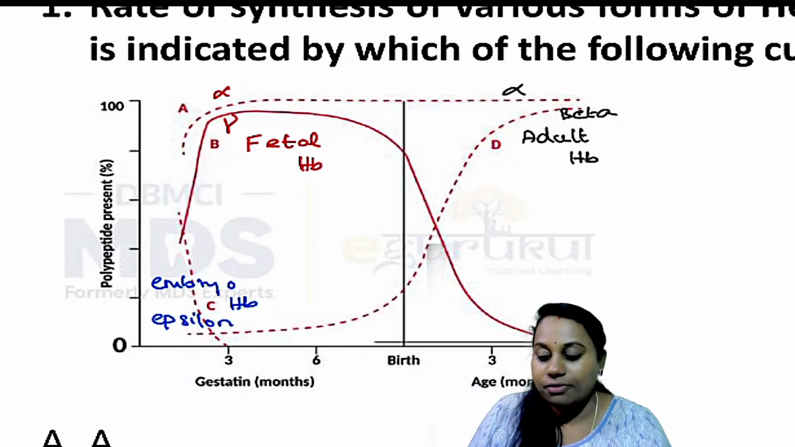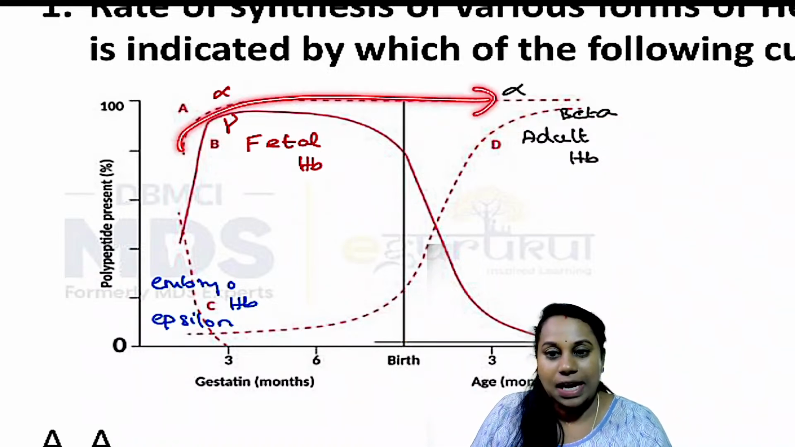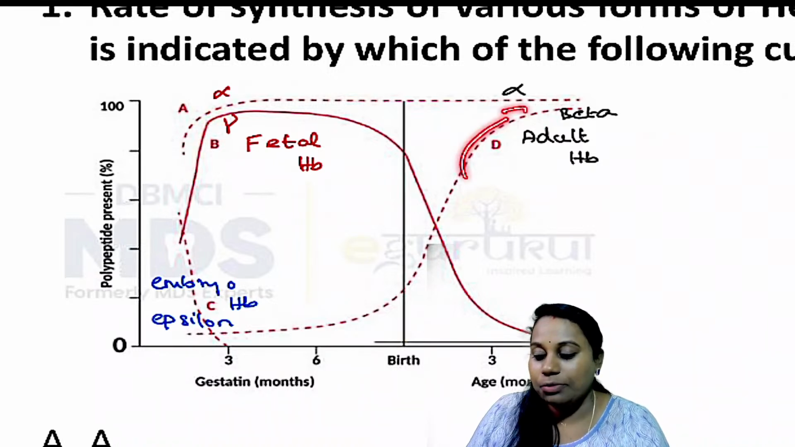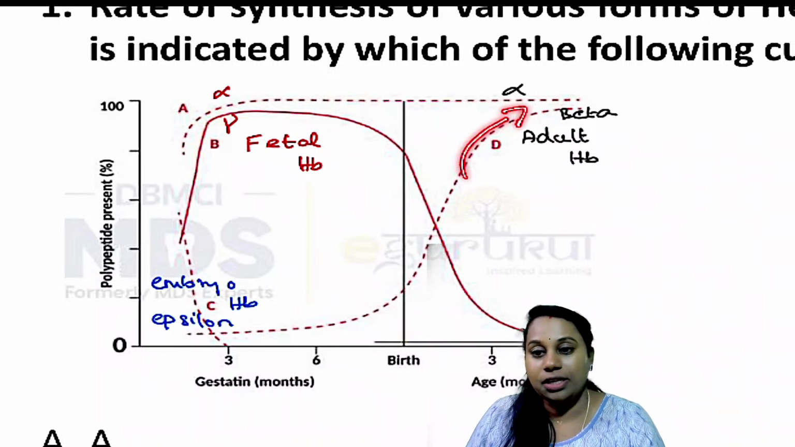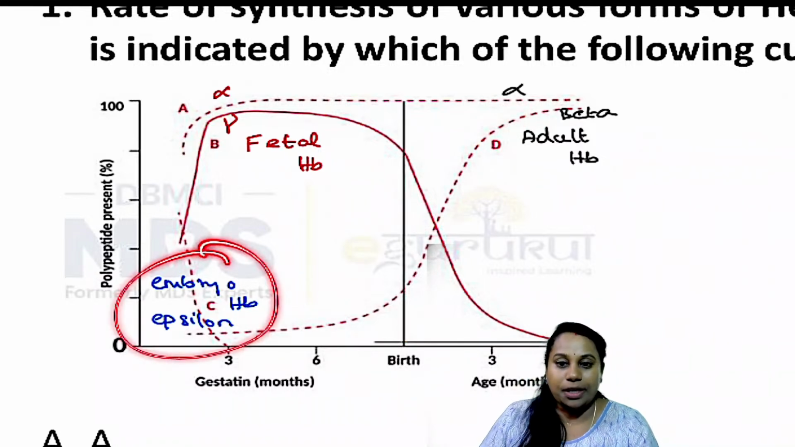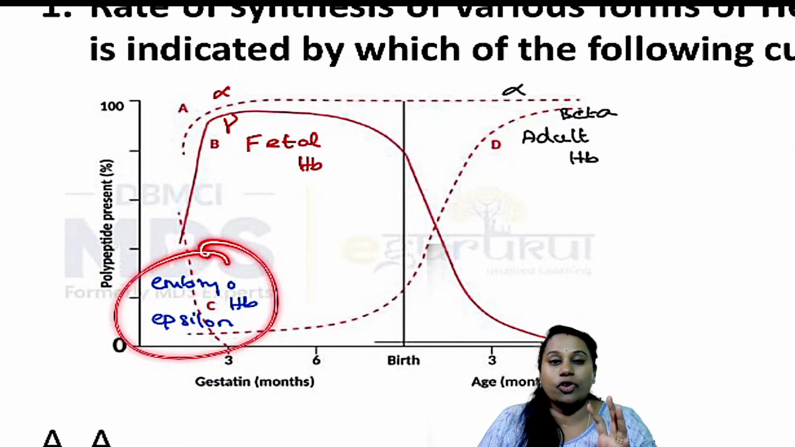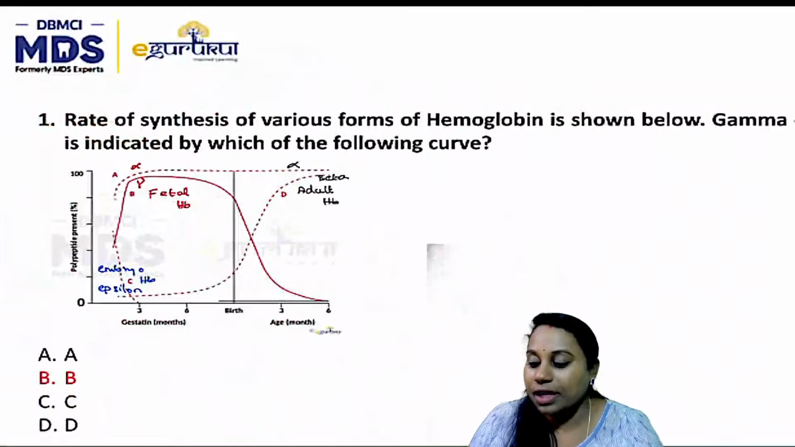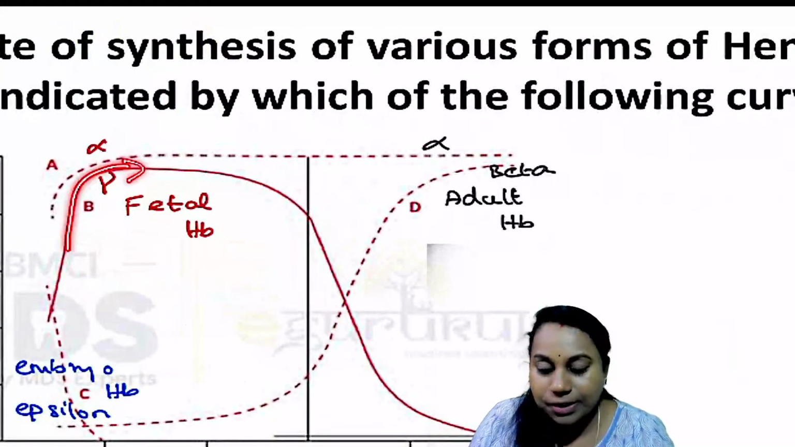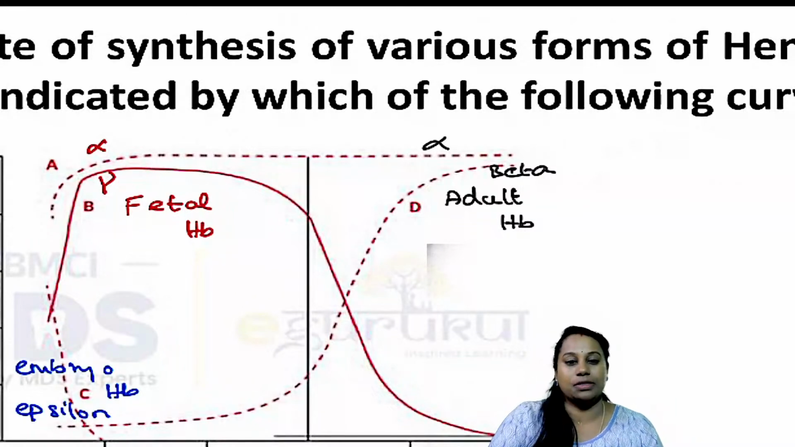So from the graph, A is alpha chain, B is gamma chain before birth, fetal hemoglobin, and D is beta chain after birth in adult hemoglobin. During the embryological period, the initial few weeks of gestation, it is epsilon chain. It's called epsilon hemoglobin. So from this diagram, gamma chain is indicated by option B. This is gamma chain because it is fetal hemoglobin.